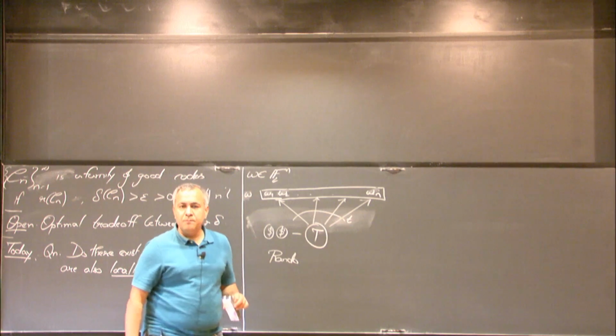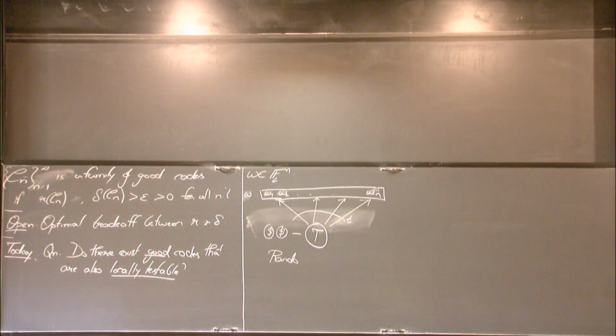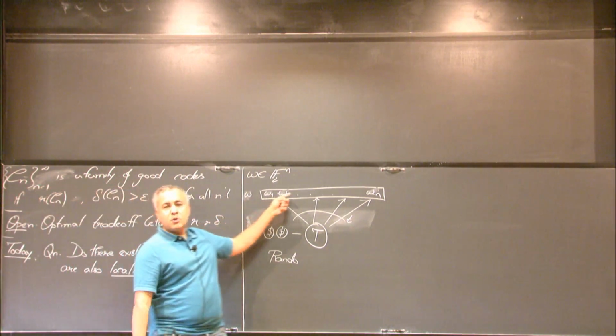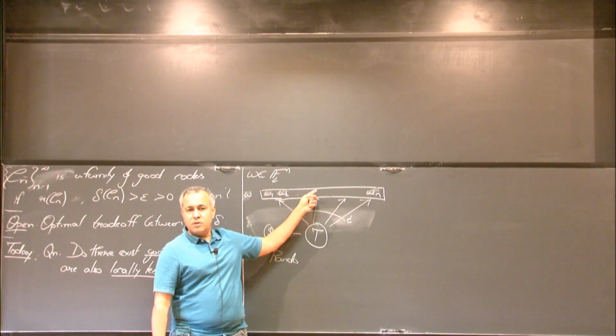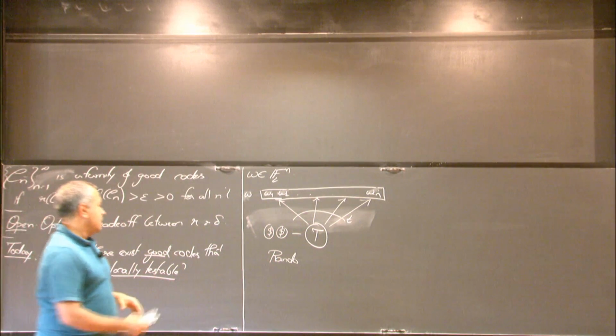Question: is it non-adaptive, or can we see W1, see that it's 0, and then decide? So the way I've defined it, it could be adaptive. But if you're working with linear codes, we can show that adaptivity does not help. One might as well assume it's non-adaptive.